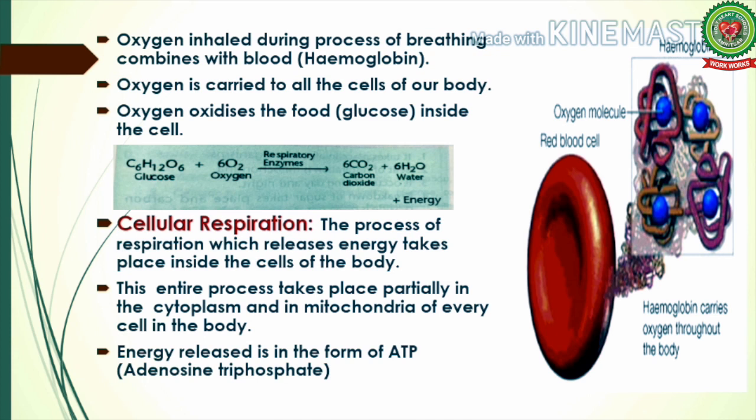as cellular respiration. This entire process takes place partially in the cytoplasm and in mitochondria of every cell in the body. Energy released is in the form of ATP, that is adenosine triphosphate. ATP is also known as energy currency of the cell.